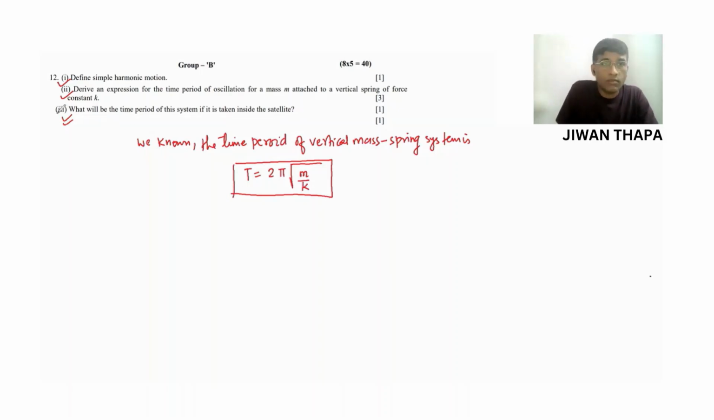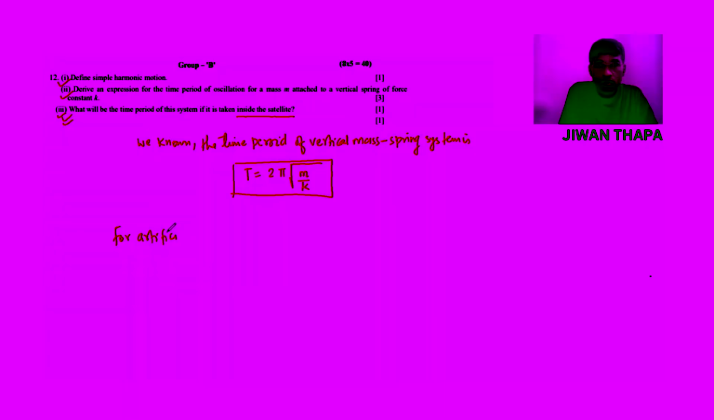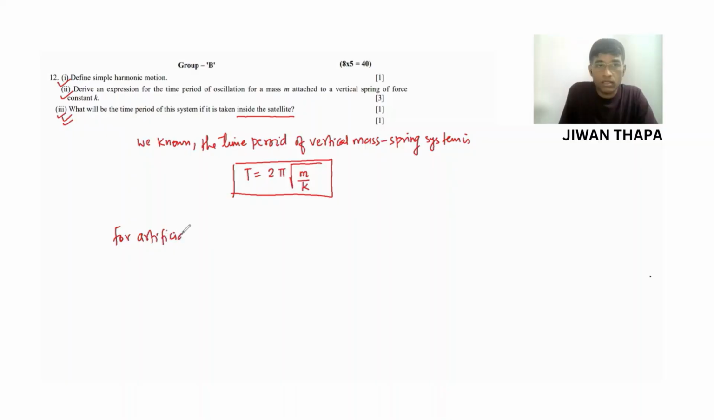Now let us come to this part, okay? What will be the time period if this system is taken inside the satellite? Okay, so we can write for artificial, or we can simply write man-made satellite, okay?